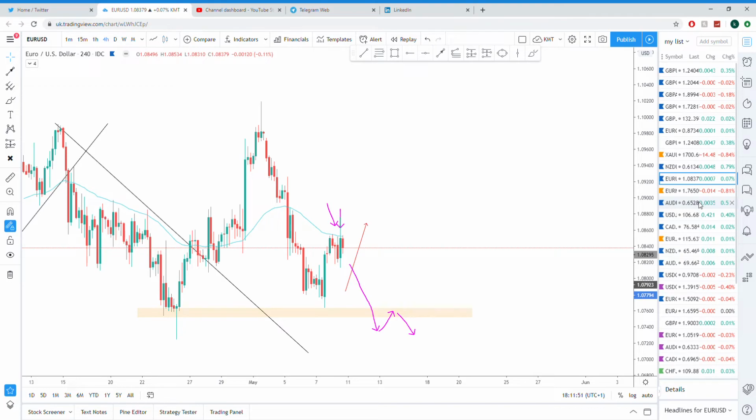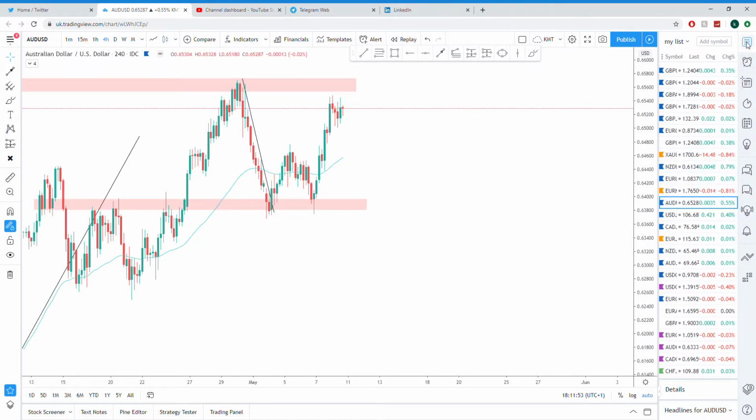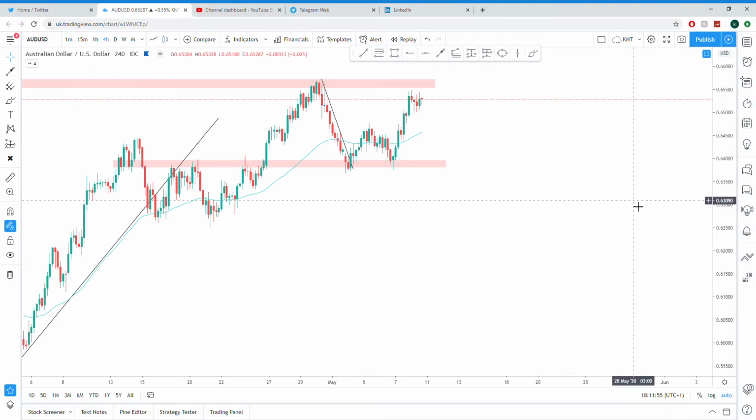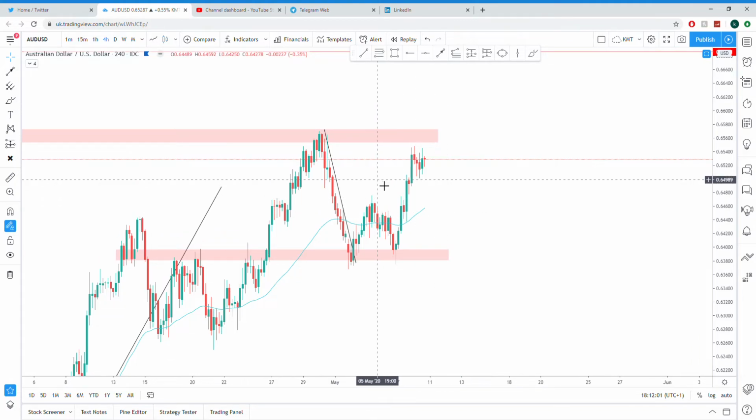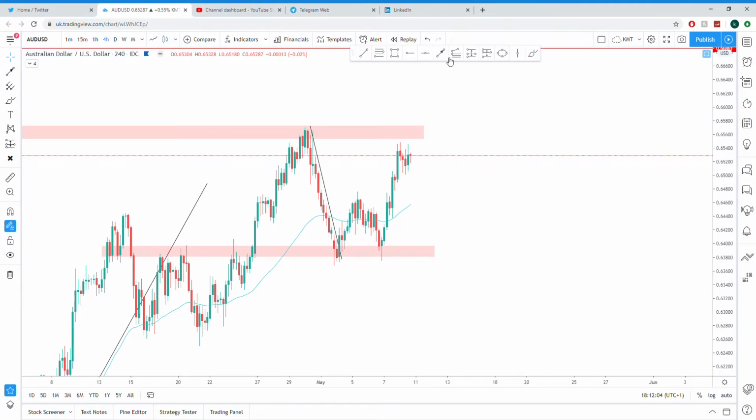Looking at Aussie dollar to the US dollar, we're currently in a nice little range that we've got here. We were trying to sell this pair, and we currently still are trying to sell it, but I do believe that we're looking at this momentum here.